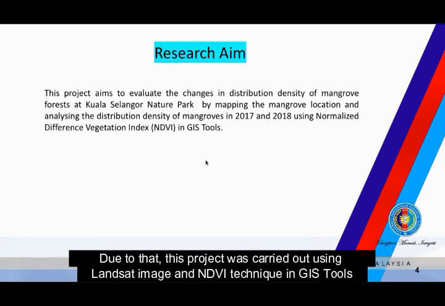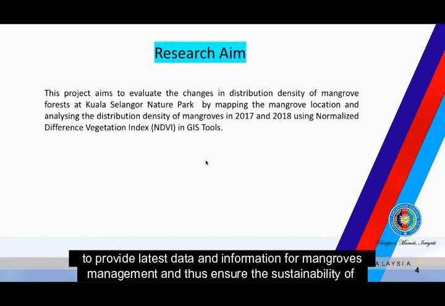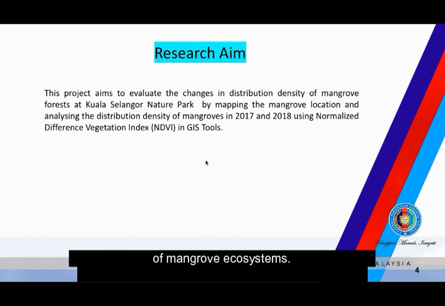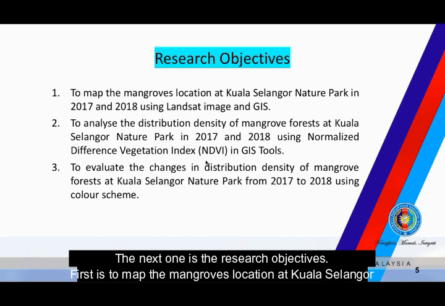Due to that, this project was carried out using Landsat image and NDVI technique in GIS tools to provide the latest data information for mangrove management and thus ensure the sustainability of the mangrove ecosystem. The next one is the research objective.